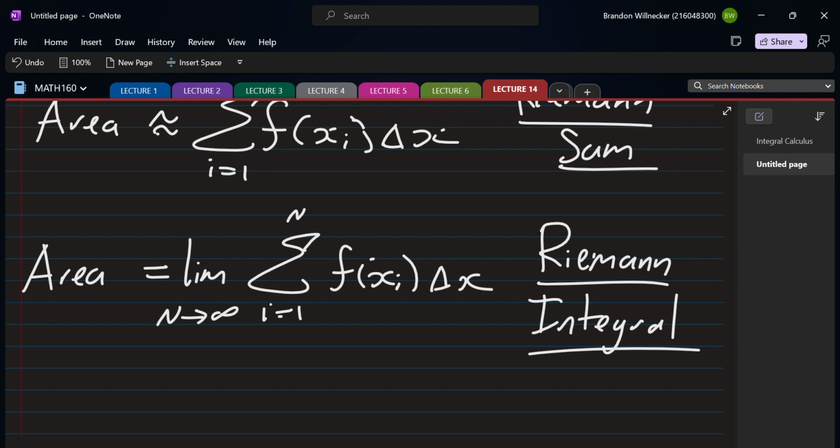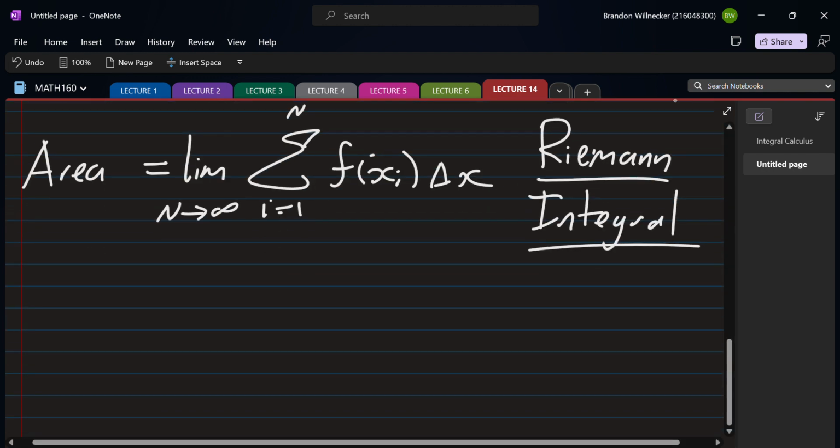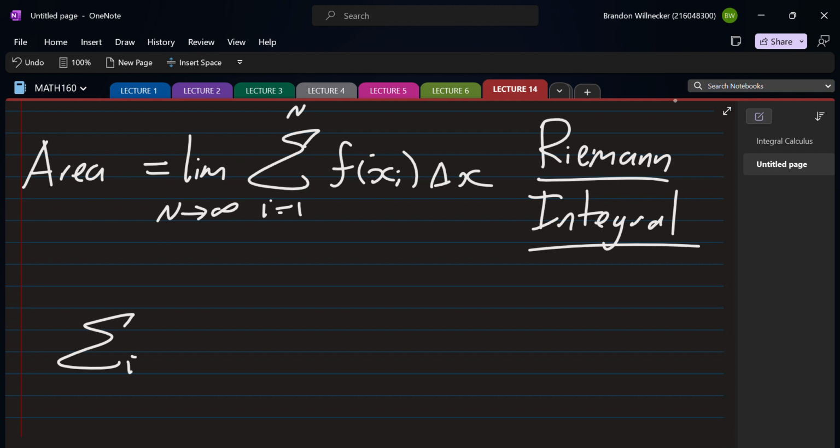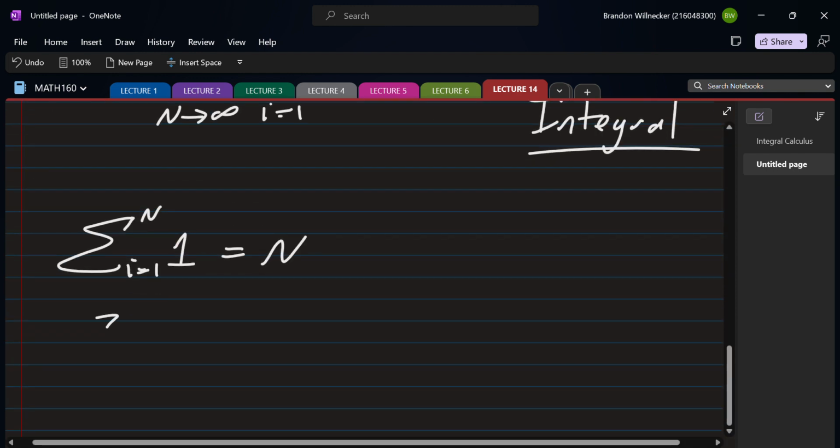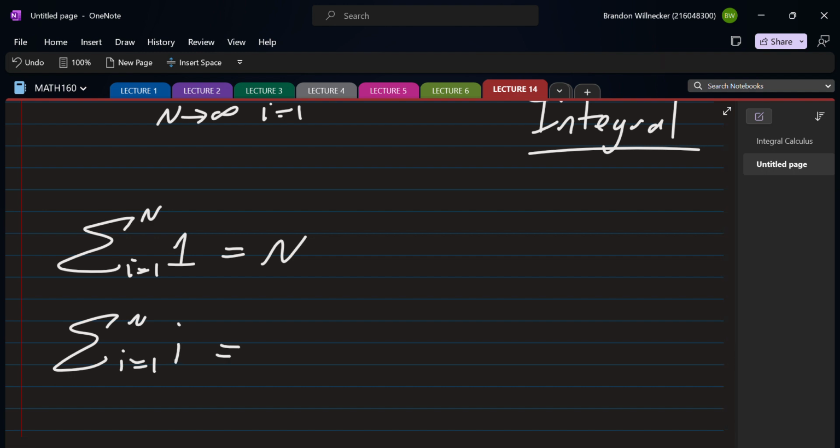Just a little bit of advice here. When we're doing these sums, you need to know the following sums. These won't be provided, you will need to know them. The sum from i equals 1 to n of just a constant, like 1. If we have 1 plus 1 plus 1 plus 1, n times, that will just be n. You've seen this before. Then we have the sum from i equals 1 to n of i.